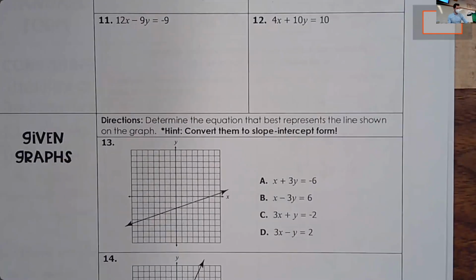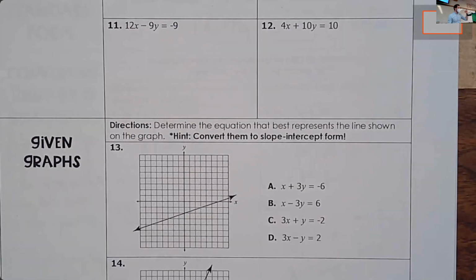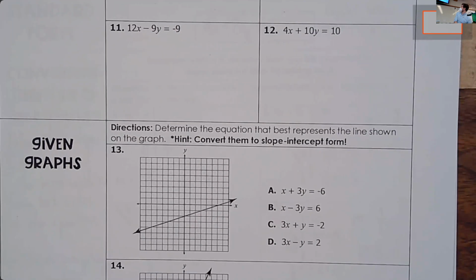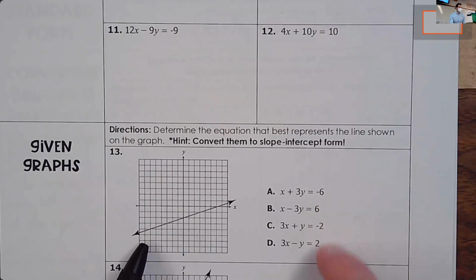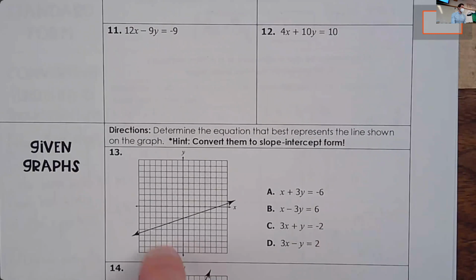So as I mentioned earlier in class today, standard form does not give you slope. Standard form does not give you the y-intercept. So none of these have the slope or the y-intercept numbers in them. And so the directions here are to determine the equation that best represents the line shown on the graph, hence convert them into slope-intercept form. These will be kind of annoying. I'm just going to be upfront about that. The reason is because in order to actually figure out the correct answer, you need to be able to convert those into slope-intercept form and then match it with what's going on here. Ash?